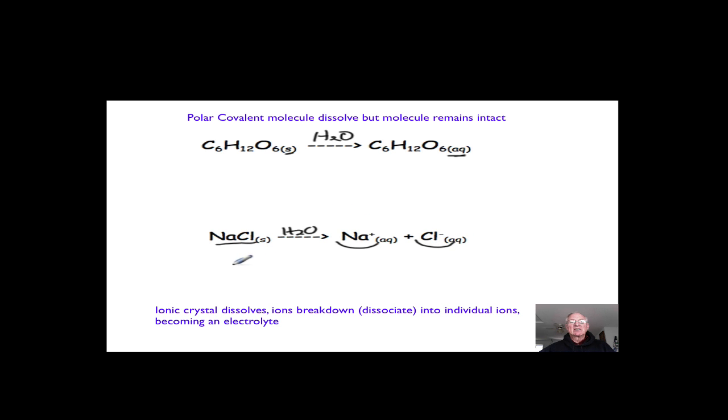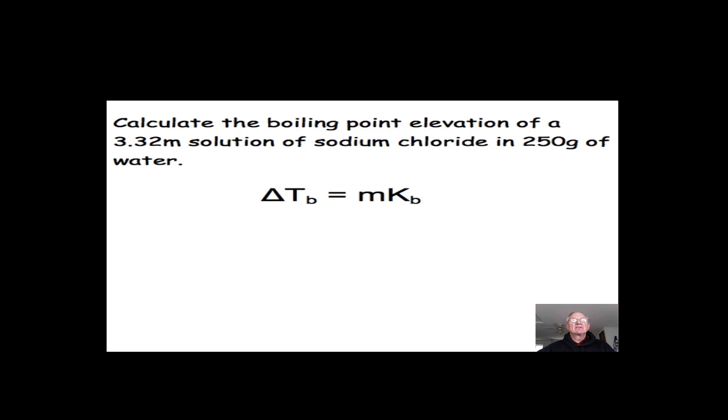This happens to ionic materials, and this is called dissociation. And literally that means that the water causes the individual ions to dissociate or break down completely when they dissolve. So as a result of this, this changes our problem a little bit.